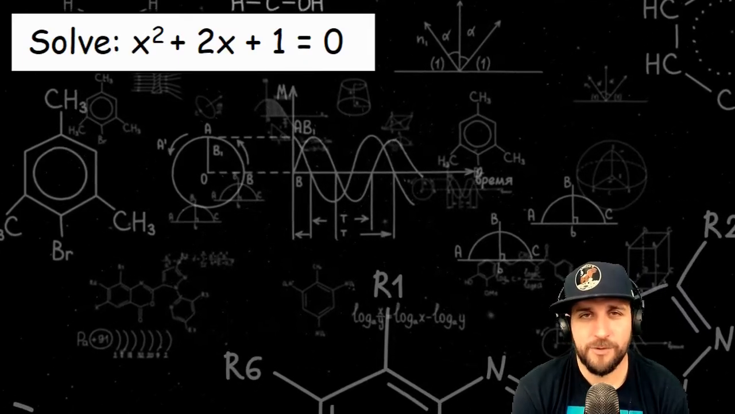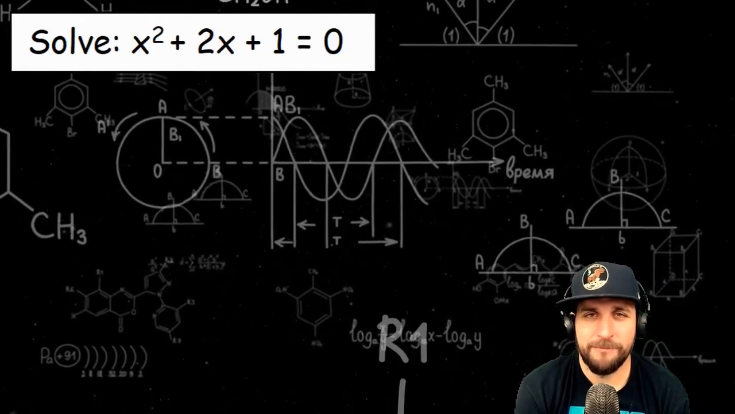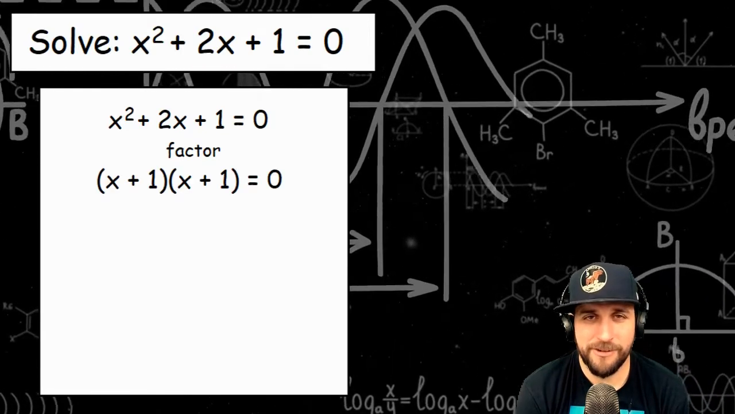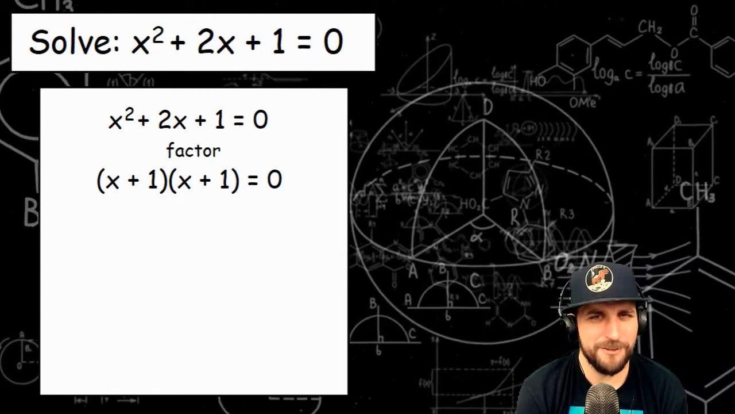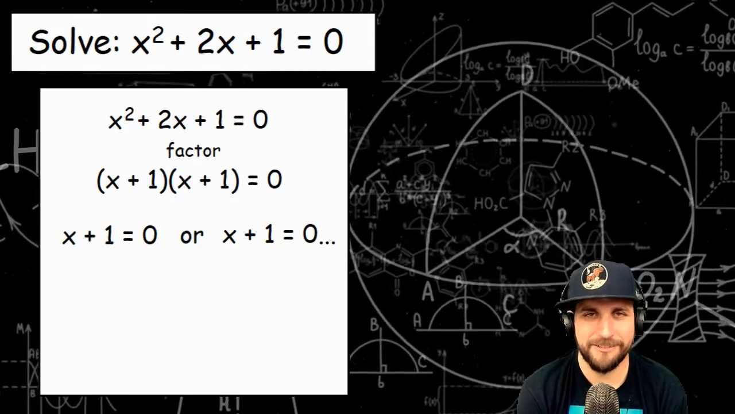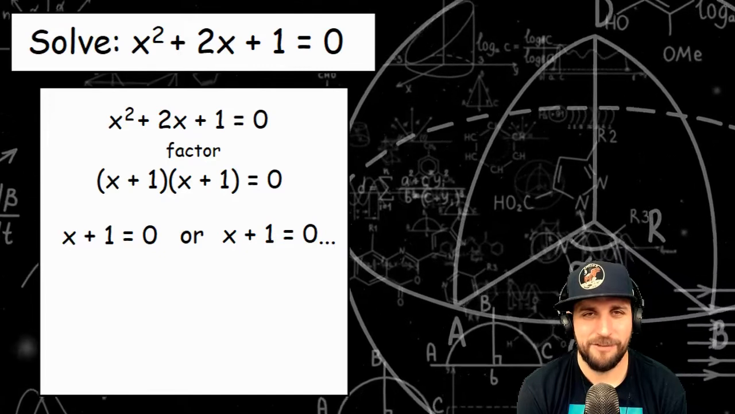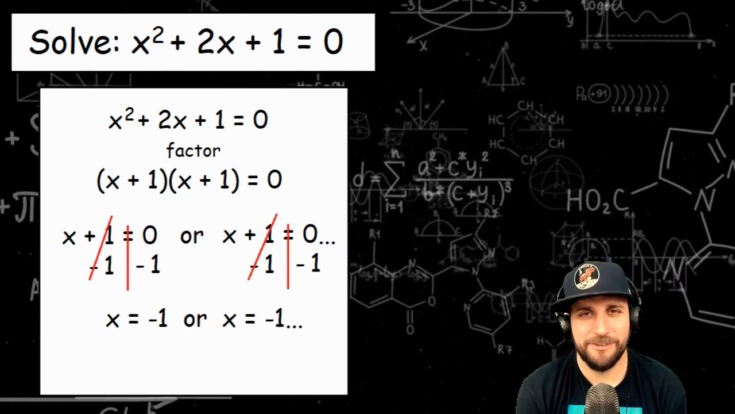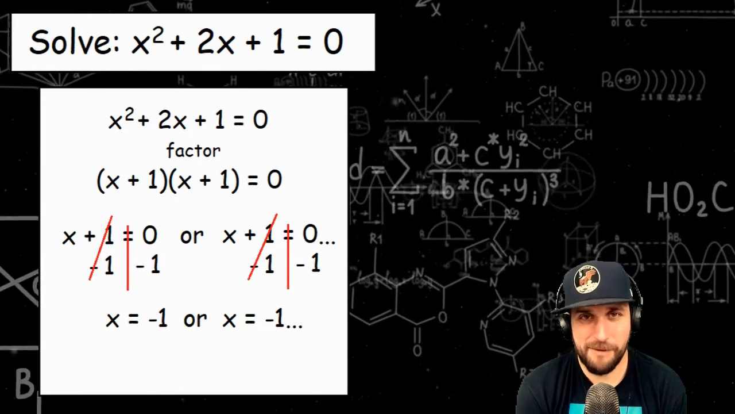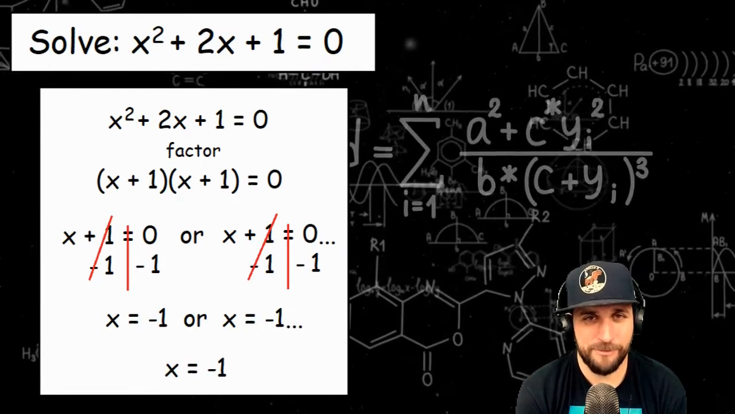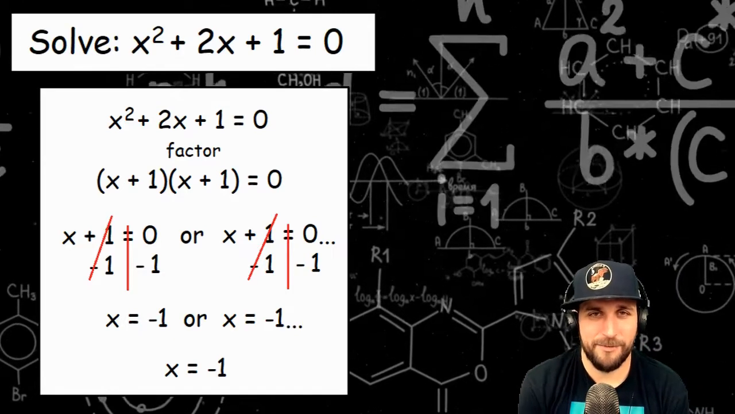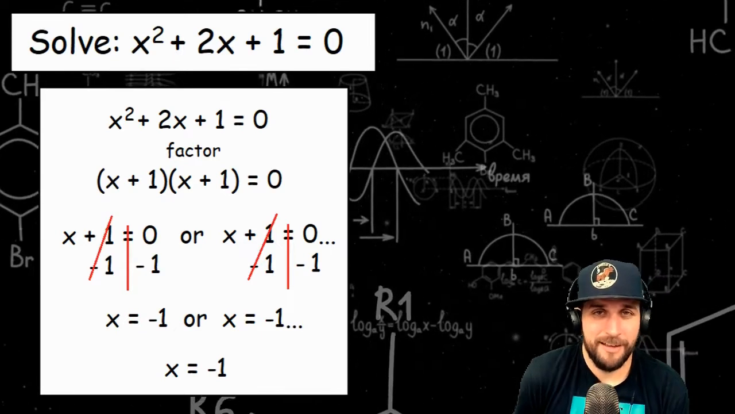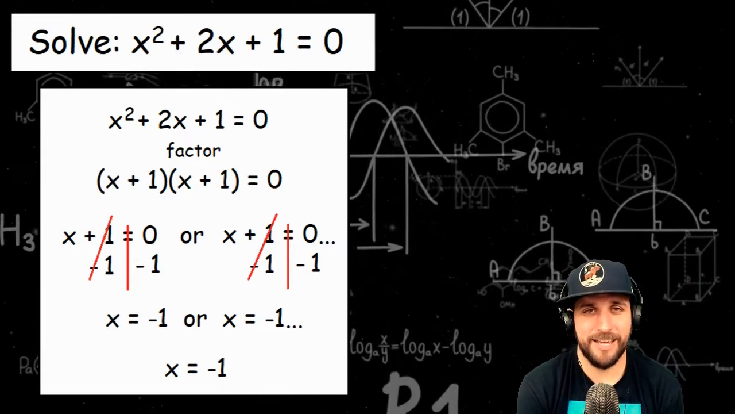Example B, x squared plus 2x plus 1 equals 0. When I factored it, it turned into x plus 1 times x plus 1 equals 0. So either x plus 1 equals 0 or x plus 1 equals 0. So when I solve my one-step equations, minus 1, minus 1. X equals -1 or -1, that's the same number. So we just write x equals -1. Remember on quadratics, sometimes we get 2 answers, sometimes we get 1 answer, sometimes we can get no answers. So on this one, we got 1 answer, and that was at x equals -1.